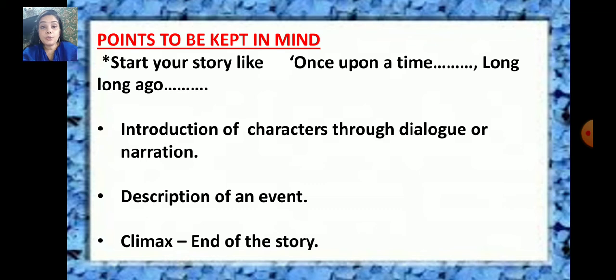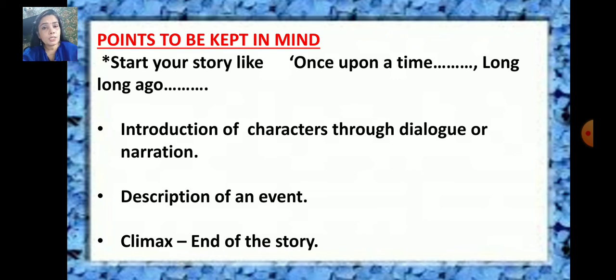Start your story like "once upon a time." Whenever you start your story, whether you are going to write the full story on your own or develop the story by using the outline of the given story, you have to start like "once upon a time" or "long ago." You can start your story like this. Then comes the introduction of characters through dialogues and narration, the description of an event, and the climax, that is the end of the story. All these points you have to keep in mind.